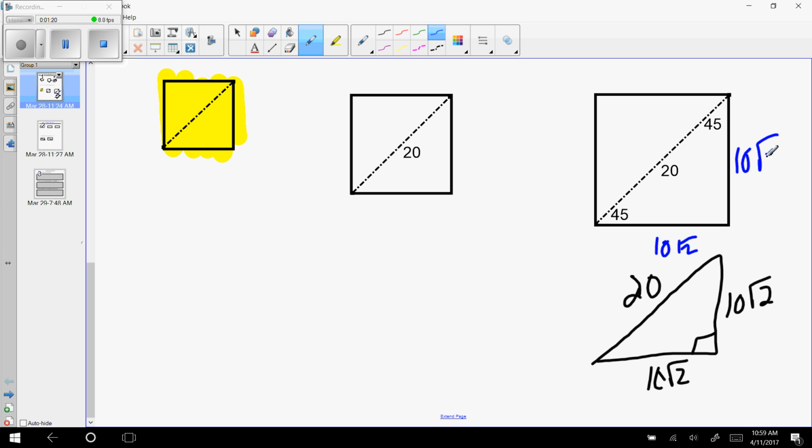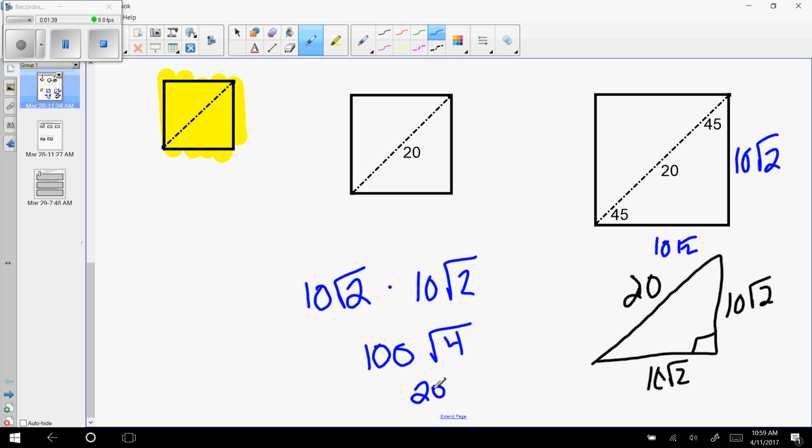And you would just multiply them. Hope you remember like terms. Get 100 times radical 4, and that's going to be 100 times the square root of 4, hello, and you get 200.